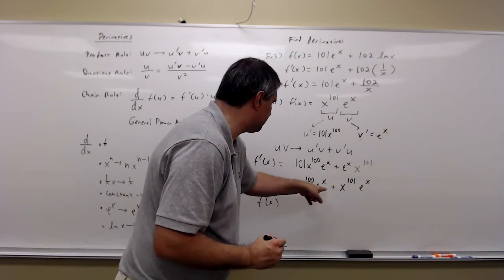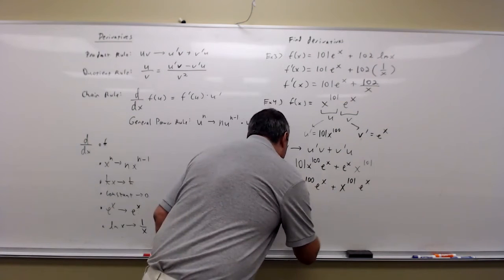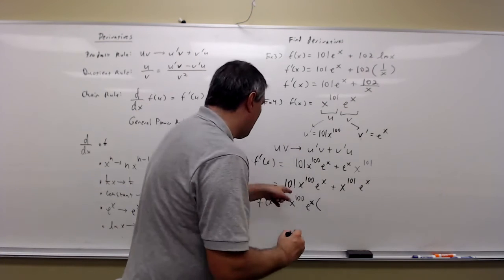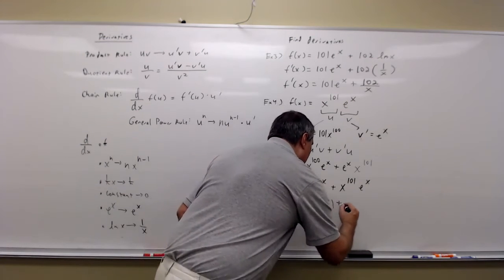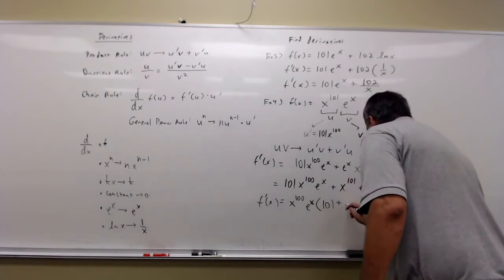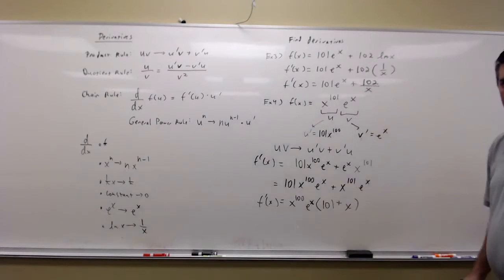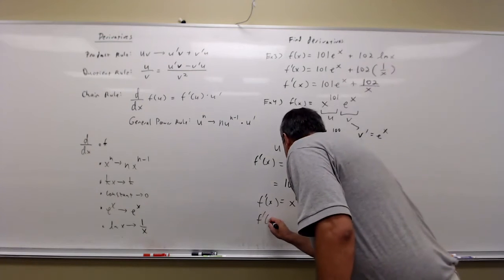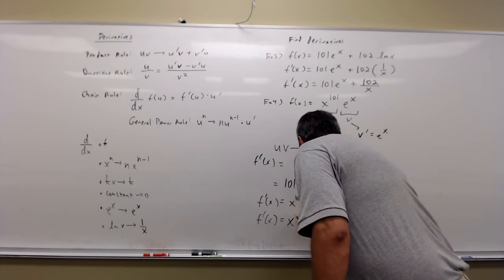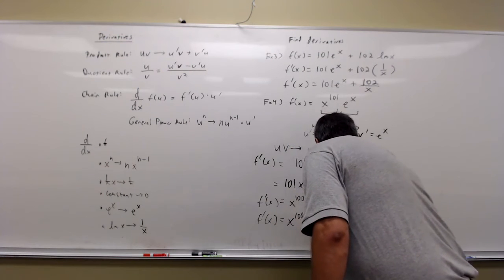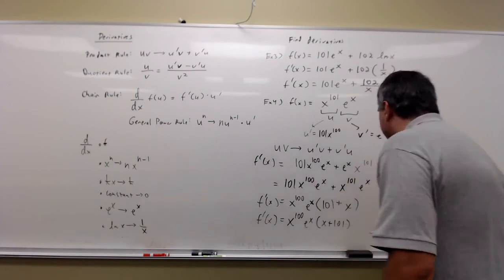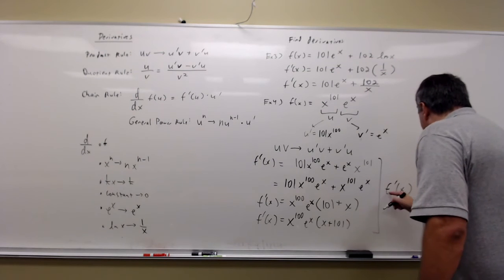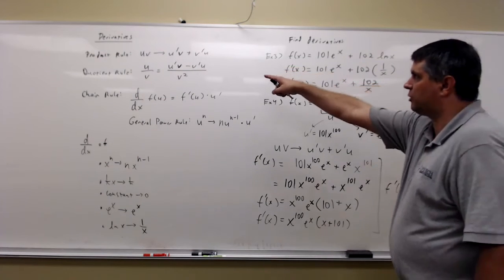They also have an x in them. Lowest appearing power is 100. So x to the 100th e to the x, 101 plus, well, just x. So some people would expect that, okay? And other people would want it in another way, it could be written in descending order: x to the 100th e to the x, x plus 101. Again, all of these are f prime of x, and they all follow from the product rule.